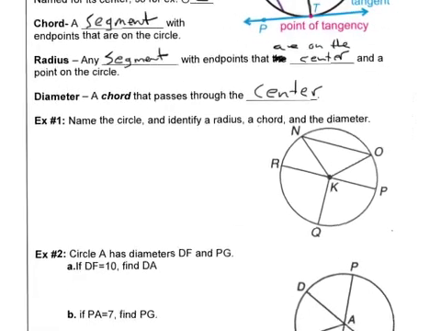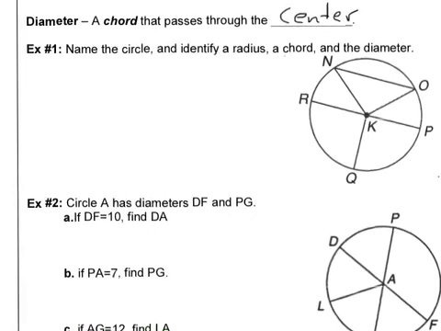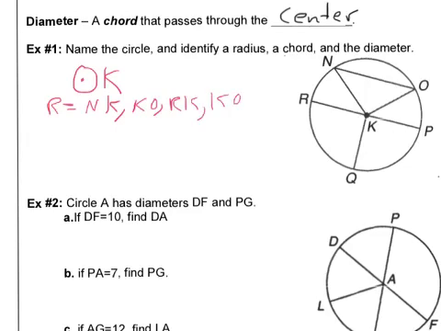Okay, so for this first one, it just wants us to practice a little bit of that vocabulary. So we are going to name the circle, identify a radius, a chord, and the diameter. Okay, so the circle's name, well, since it's got a K in the center, we would just write a little circle with a dot in it and then write K. There's lots of radii that we could use here. So we could say the radius is NK, KO, RK, KQ, and KP. All of those could be radii.